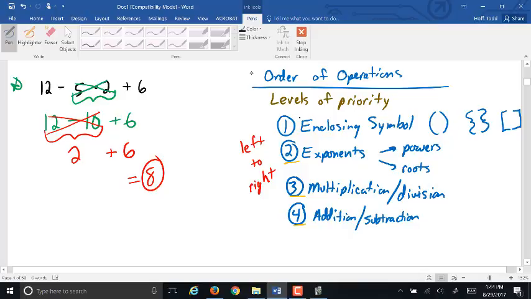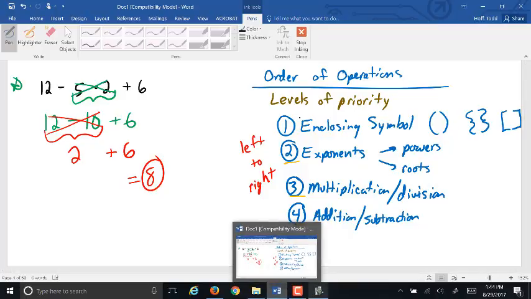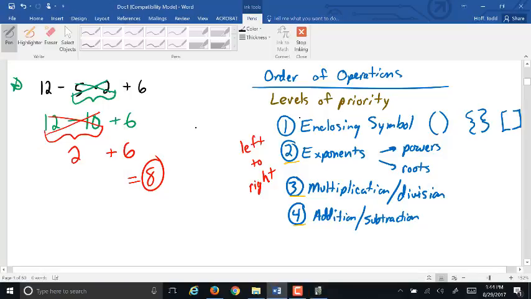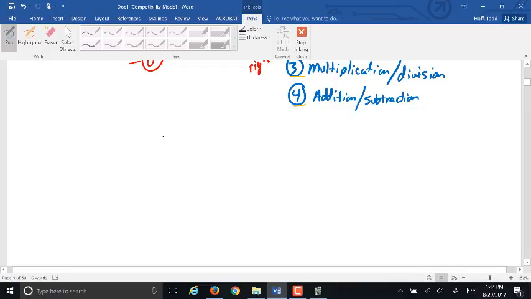Now, by the way, if you have a scientific calculator, and you're good with it, if you type that problem incorrectly, it will do the order of operations correctly. So you can see there it does pop out 8 for you. Well, let's look at something that's a little bit more complex.